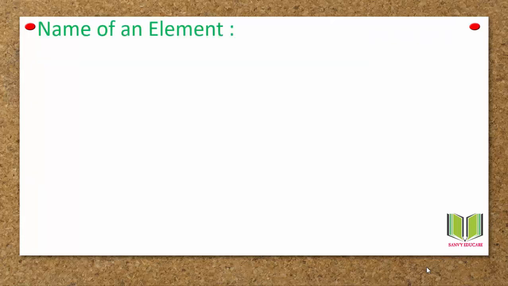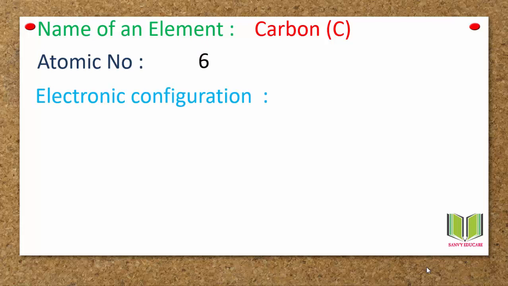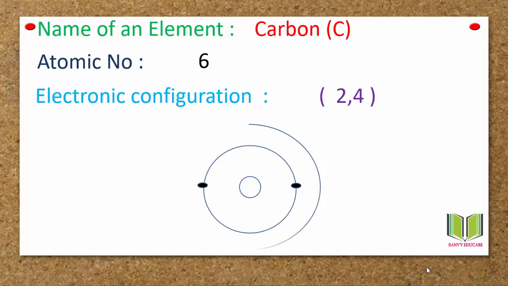Next element, carbon, symbol C, atomic number 6. Electronic configuration 2 4. Structure is, in the first orbit there are 2 electrons. In the second orbit there are a total of 4 electrons in the outermost shell.